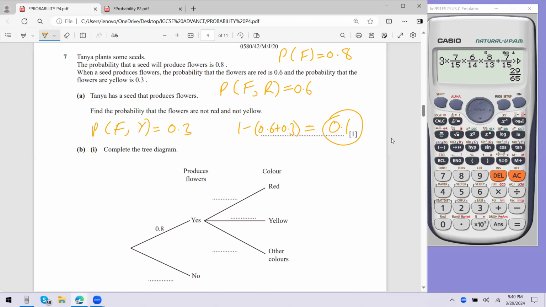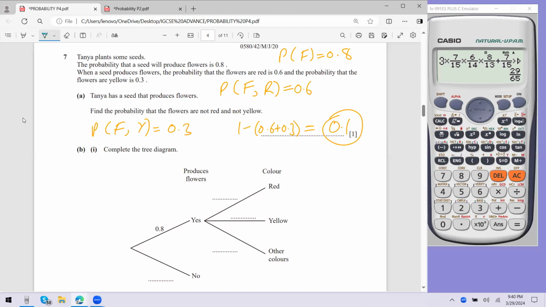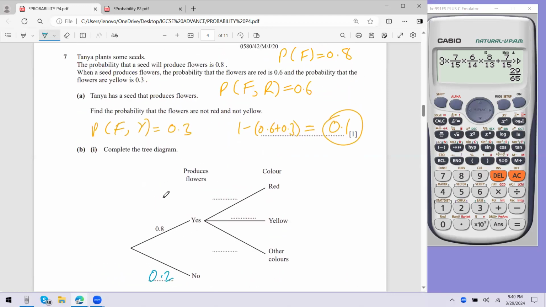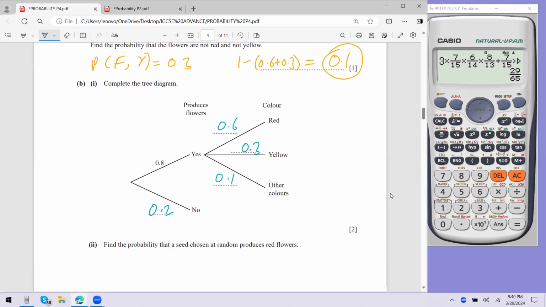Next, we need to complete the diagram. Okay, first of all, producing flowers, not producing flower, obviously 0.2, 1 minus 0.8. Then the flower being red is 0.6, yellow 0.3, and other color 0.1. Got it? Same as before.